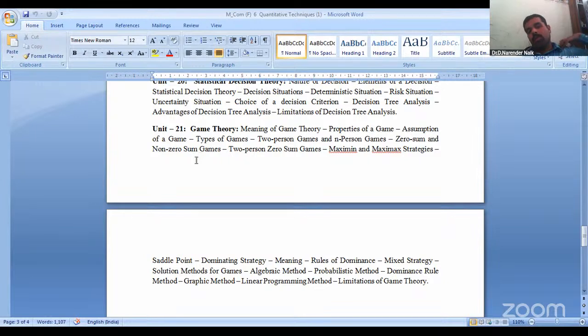Okay. So saddle point, dominating strategy. Here, saddle point is the first topic. The next one is mixed strategy. Then the last one is dominating strategy, that is the rules of dominance. Then solution methods for games: algebraic method, probabilistic method, dominance rule. Then the next one is graphic method, linear programming method, and the limitations of game theory.